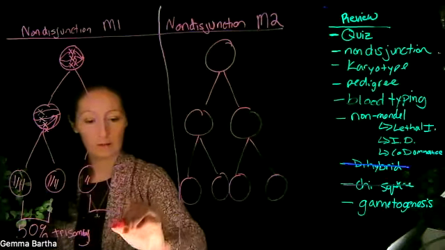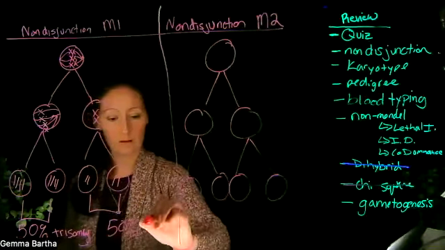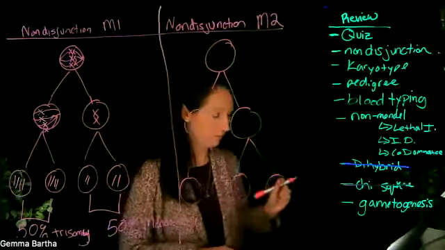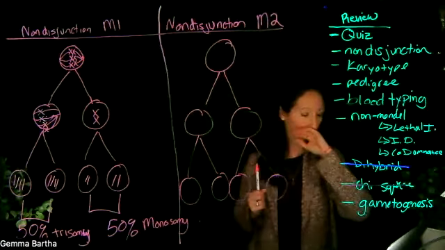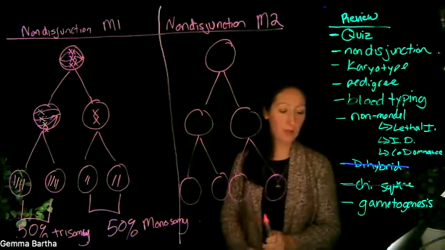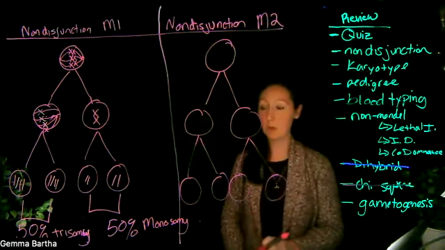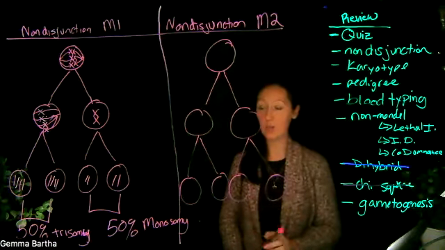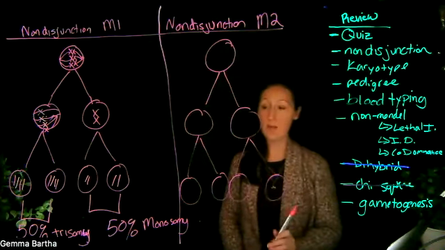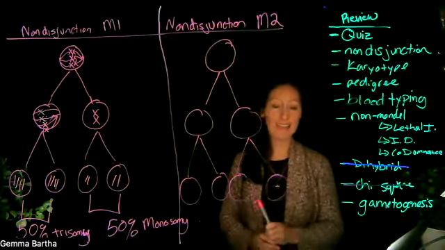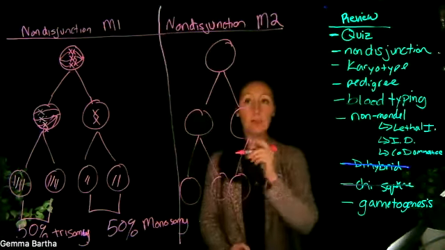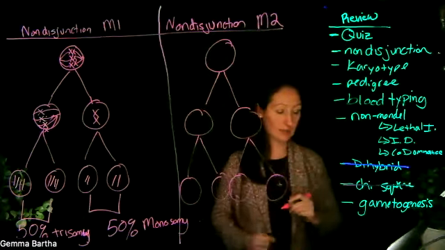Trisomy. So for non-disjunction in meiosis 1, you would have 50% trisomy, so one more chromosome than it should have, and then 50% monosomy, one less than it should have. Okay, let's do it for meiosis 2, and then you can see the difference.